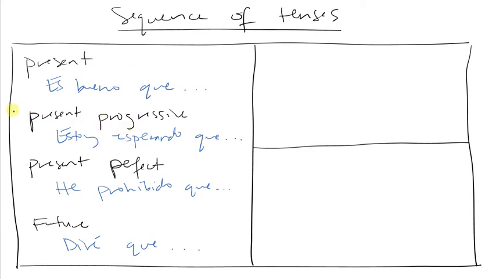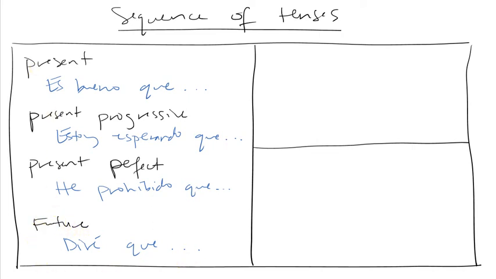So if you have the present tense, es bueno que, that would be the present tense. Present progressive tense, remember, is the -ing plus estar. So estoy esperando que, I am hoping that. Present perfect is with the present form of haber. So he prohibido que, I have prohibited that. And in the future, diré que, I will tell you to do something. So future is will, remember.